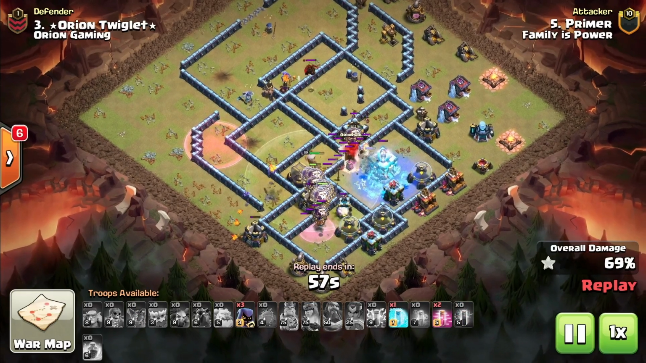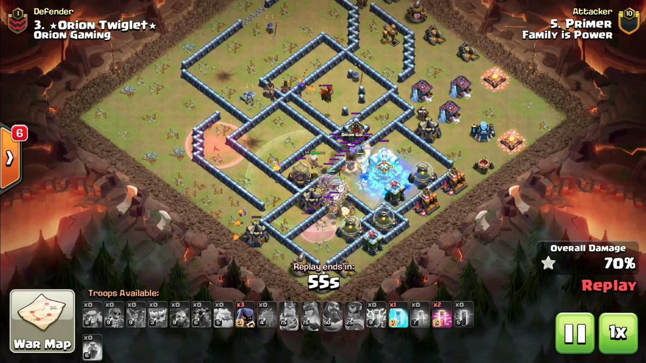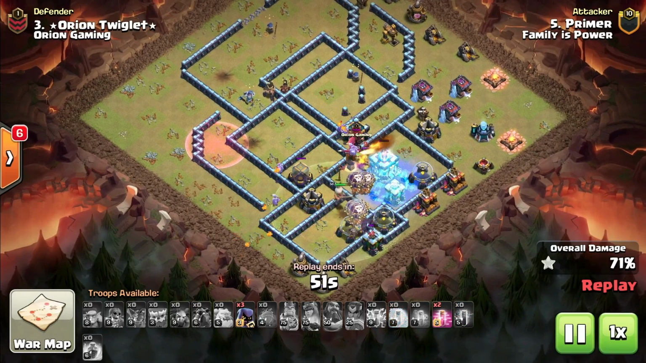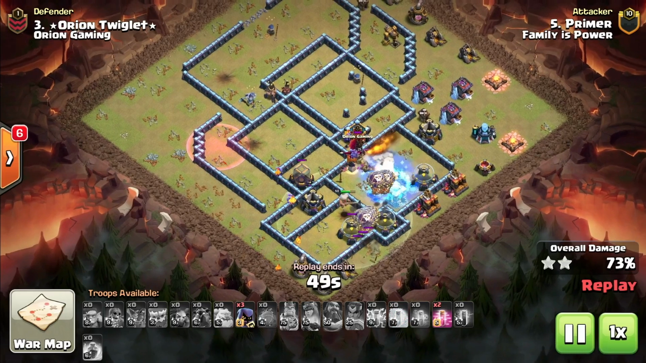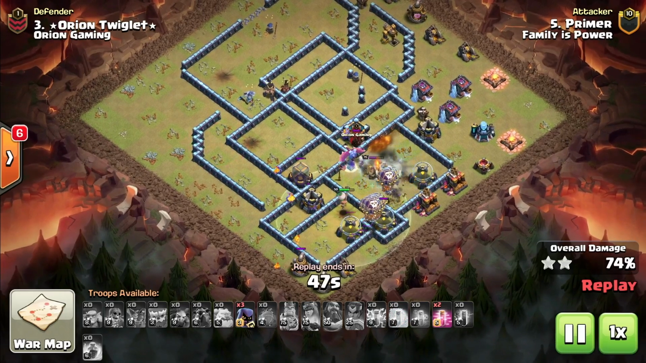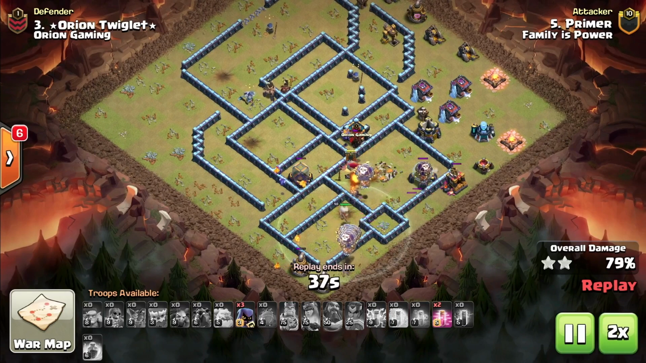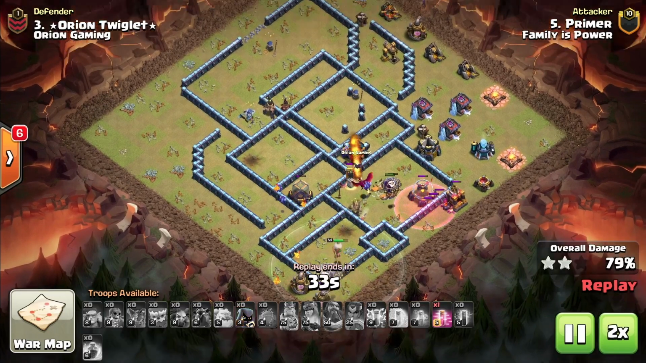I face 3 Seeking Air Mines and a Tornado for my blimp, which is a little scary actually. My blimp almost didn't make it, but it's okay. I can freeze twice, Town Hall goes down, the loons path. As you see, the loons are actually a bit lower due to the sweepers, or if I went for the other plan, the loons would not have made it to the Town Hall, and it would probably 1-star.